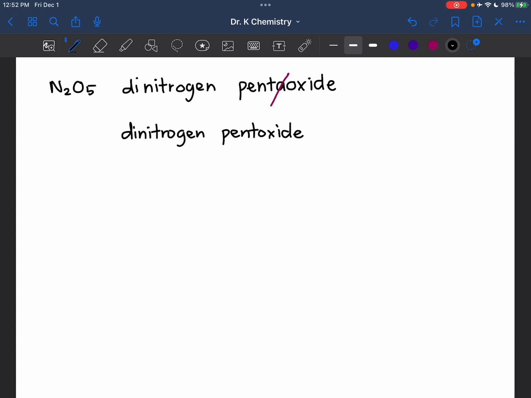And that's about it for covalent nomenclature. This one tends to be simpler than the ionic.